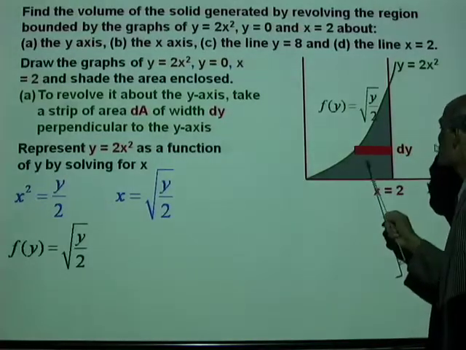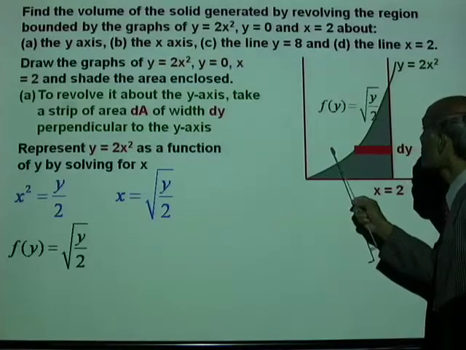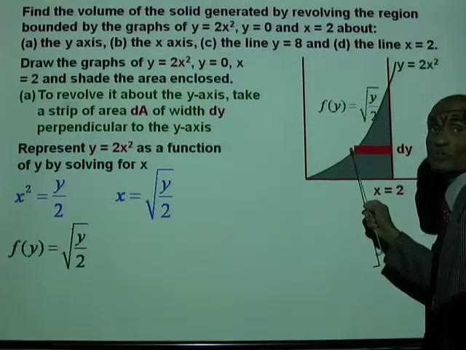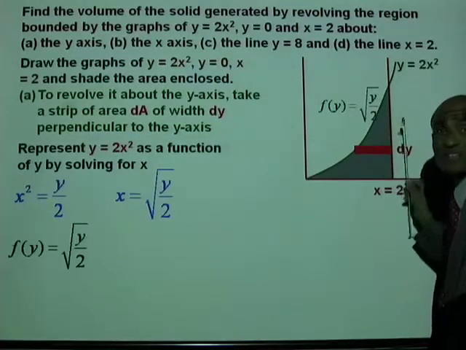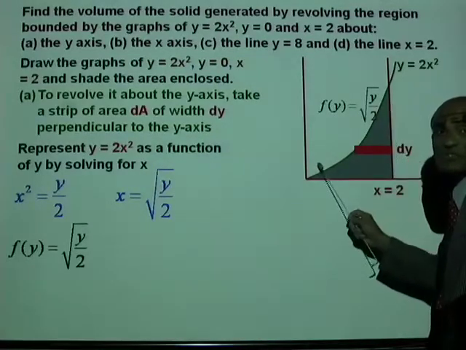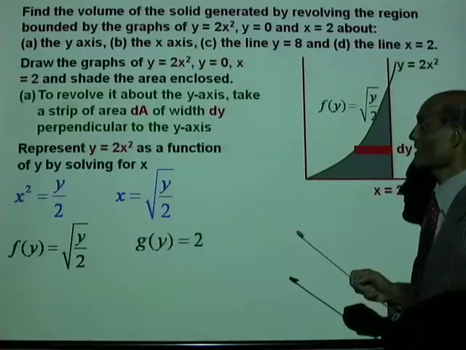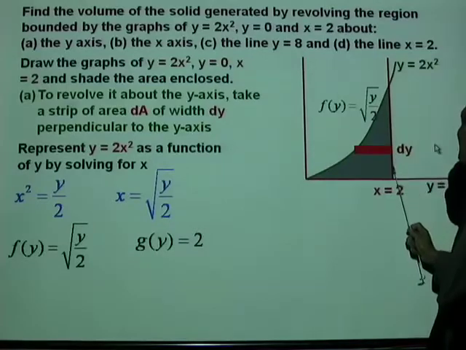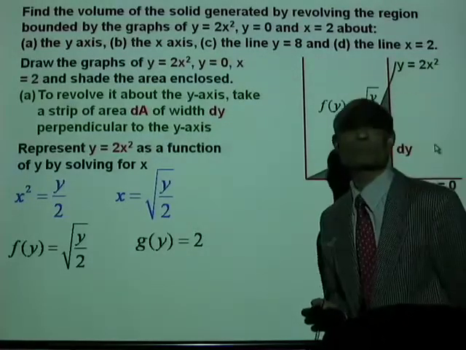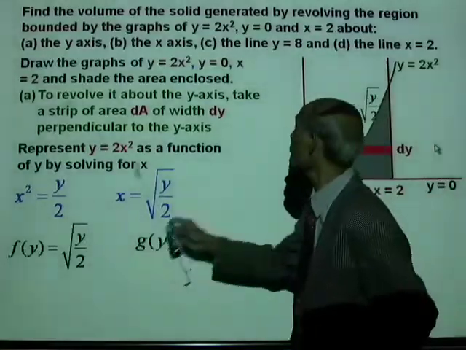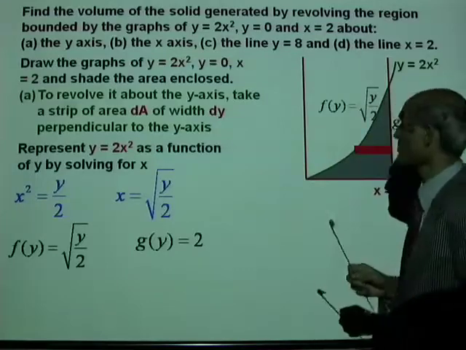What is this distance? If this is x equal to square root y over 2, then this distance is x equal to 2. Is that right? This line is called x equal to 2. That distance is x equal to 2. So g of y equal to 2. This is the graph of g of y equal to 2. So we have both the functions expressed as functions of y.